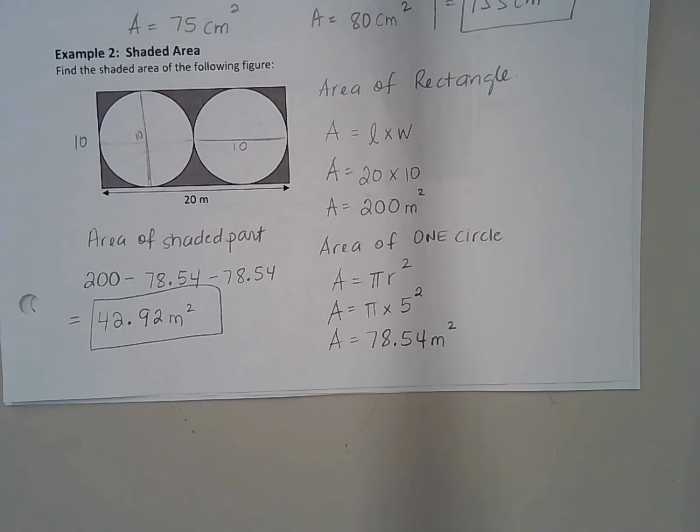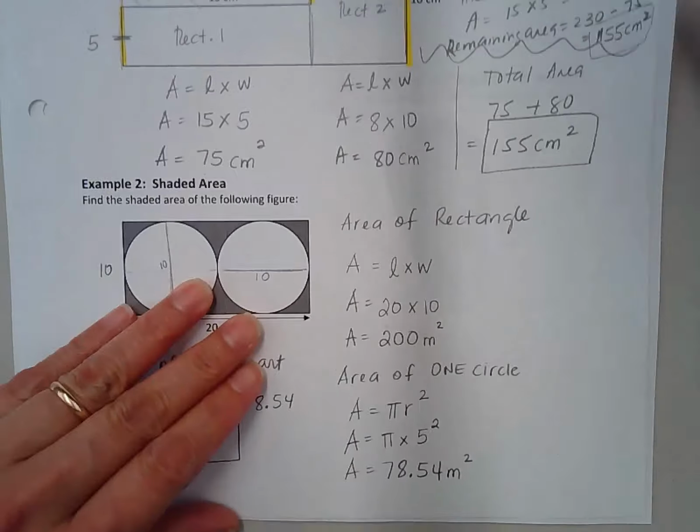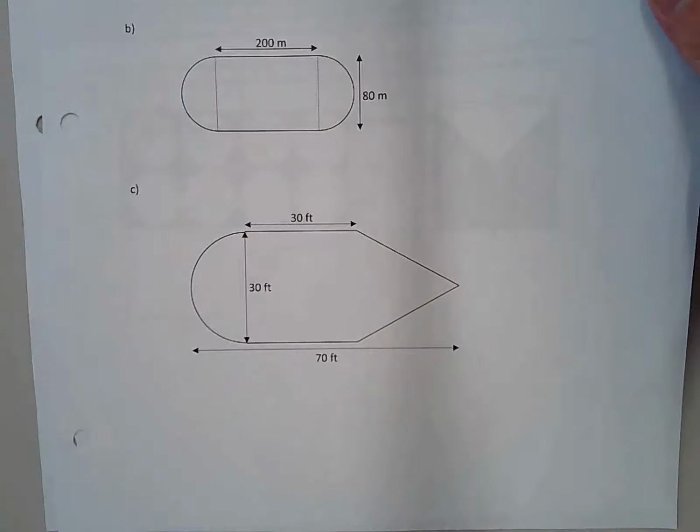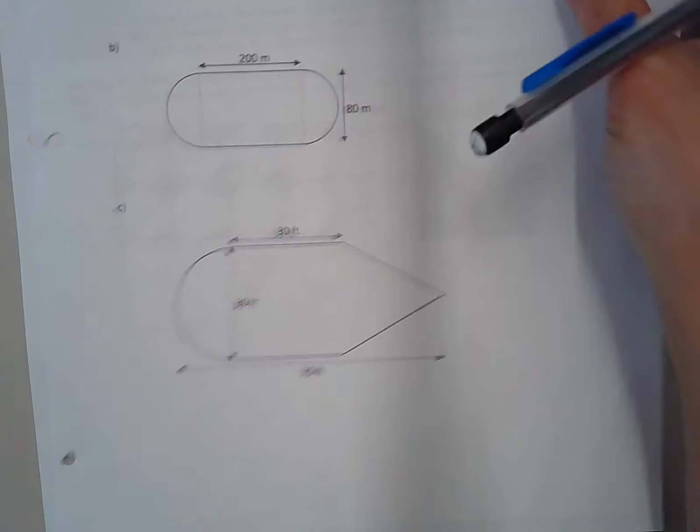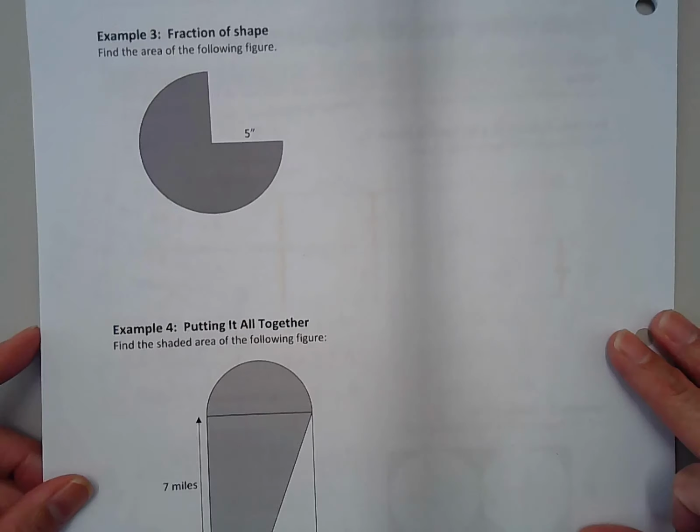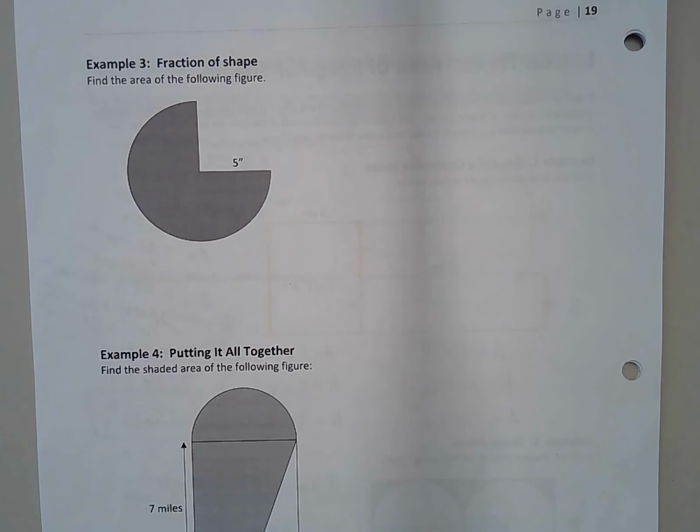I ran out of books, so yesterday we did this part here. Now we're just continuing on this piece. Okay, so far so good. Now let's go to the next example. This part. Okay, so find the area of this shape.